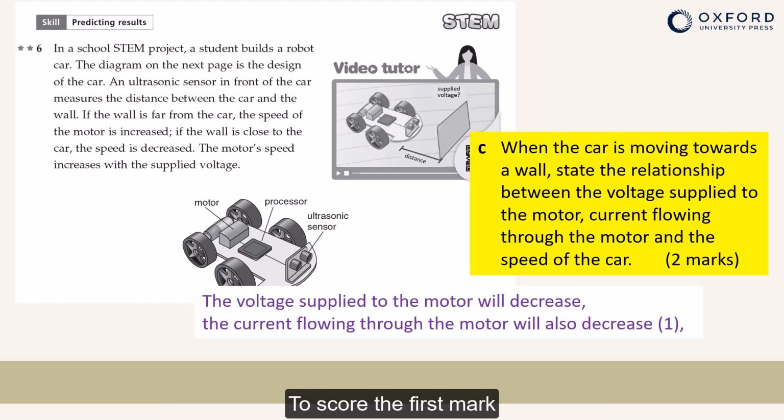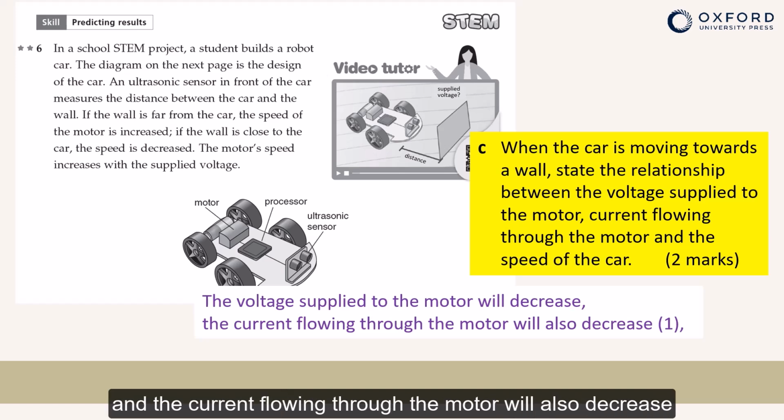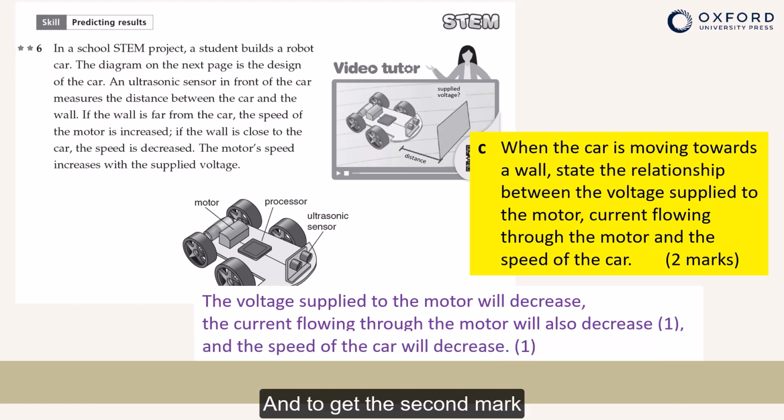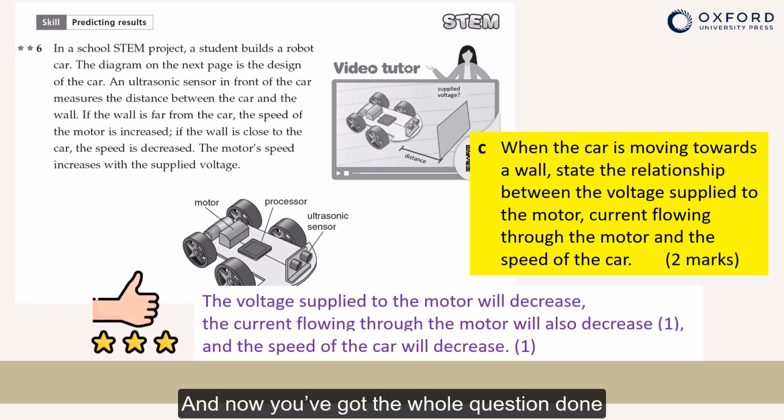To score the first mark, state that the voltage supplied to the motor will decrease, and the current flowing through the motor will also decrease. And to get the second mark, state that the speed of the car will decrease. And now you've got the whole question done.